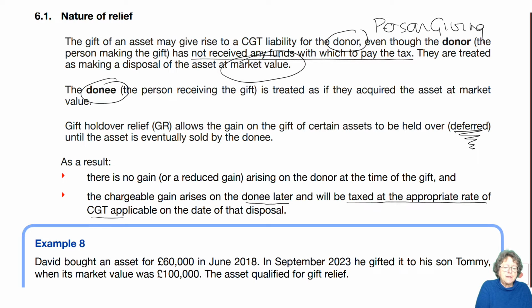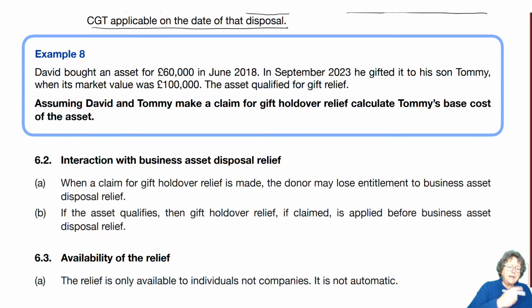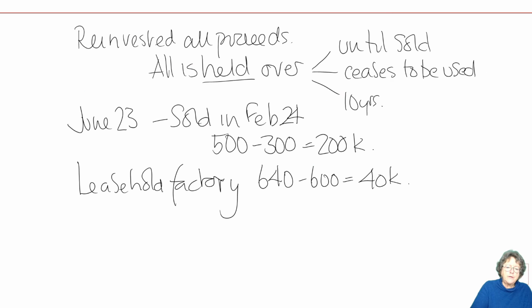the date of disposal. So we have an example here, example number 8, where David bought an asset in 2018 for 60,000, and then he's gifted it to his son when the market value was that, and it qualified for gift relief. So let's have a look at how that works in practice.